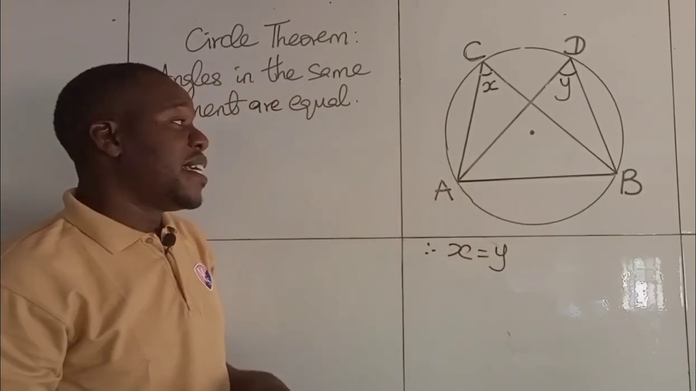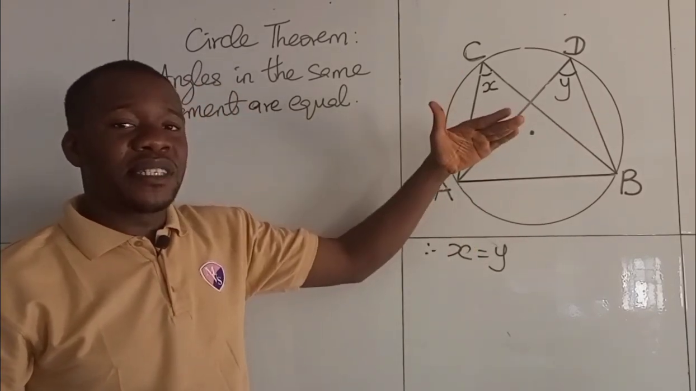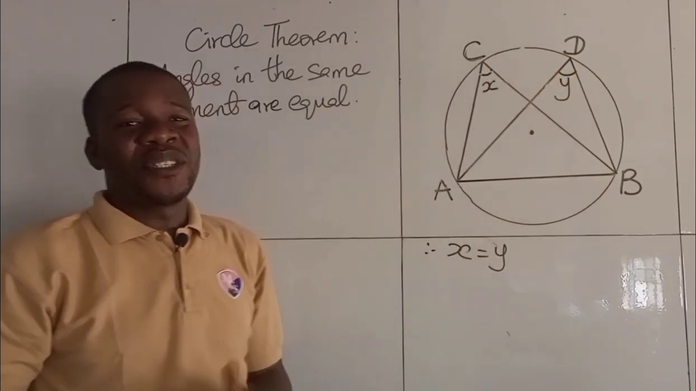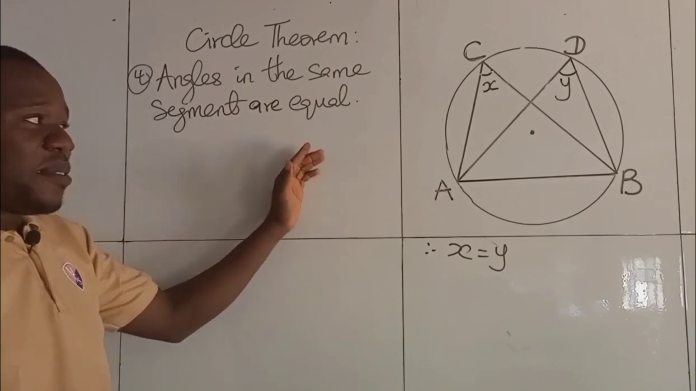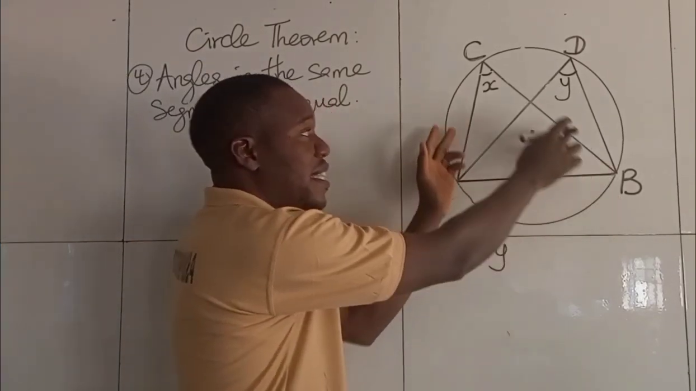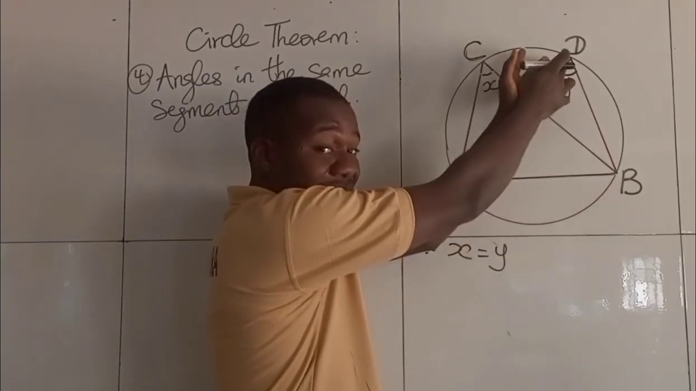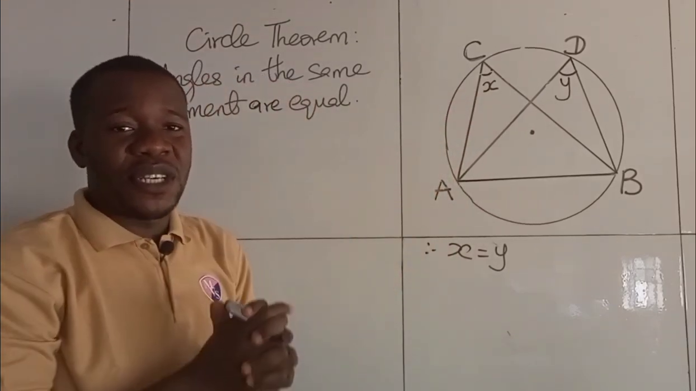The reason is that X and Y, the angles, are formed at the same segment by the same chord at the circumference. So that is what we have. Angles in the same segment are equal. So whenever you see a diagram like this and you notice a chord forming an angle at one segment and the same chord forming another angle at the same segment, those two angles must be equal.